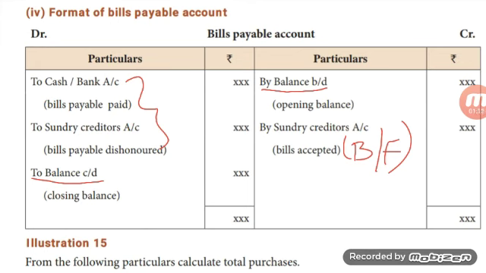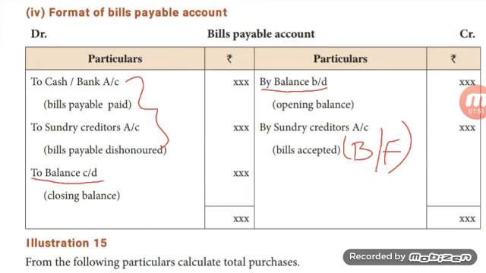Enter the opening balance of bills payable on the credit side as by balance brought down. Then enter all other items on the opposite side. That means the item which decreases bills payable enter on the debit side. The debit side items are to cash paid on bills payable, to bank, that means amount paid through bank on bills payable. Next, to sundry creditors, that means bills payable dishonored.